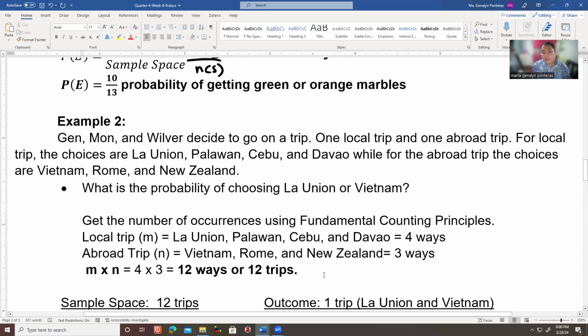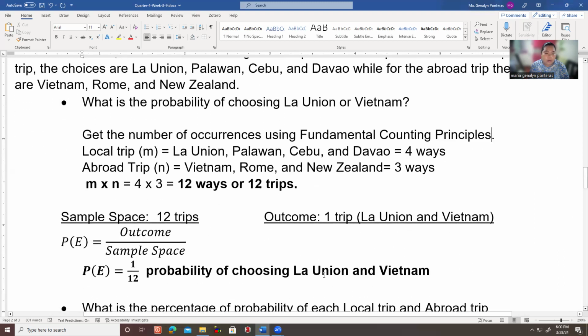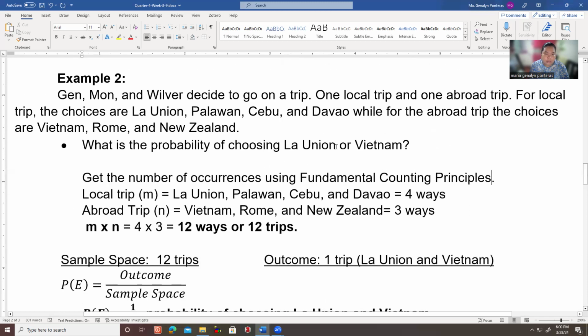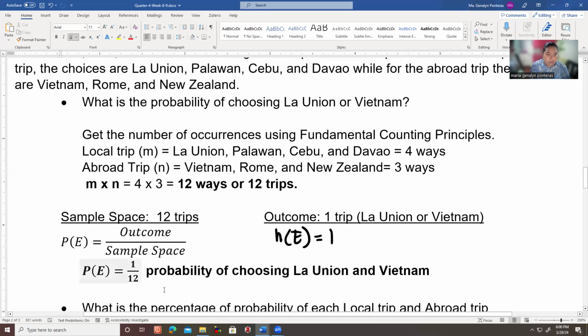So how are we going to deal with this? One local trip and one abroad trip, so they can choose two at a time. Here's the strategy. We have 12 trips. The outcome is one trip, La Union and Vietnam. We want La Union or Vietnam. So you have here n of E is 1, out of 12. So the probability of choosing La Union or Vietnam is 1 over 12.